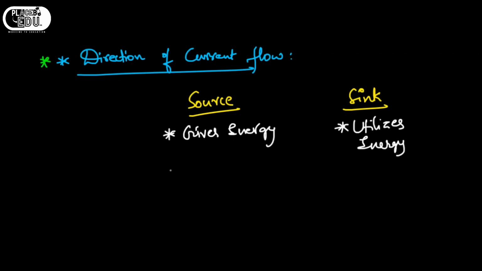It will give the energy and the source will utilize the energy. So even the source will have the polarities positive and negative. Even the sink also will have the polarities positive and negative. Understood? So the current will go out from the source and enter in negative polarity, and for a sink the current will enter into positive and leave out from negative. Understood? Maybe this is not clear.